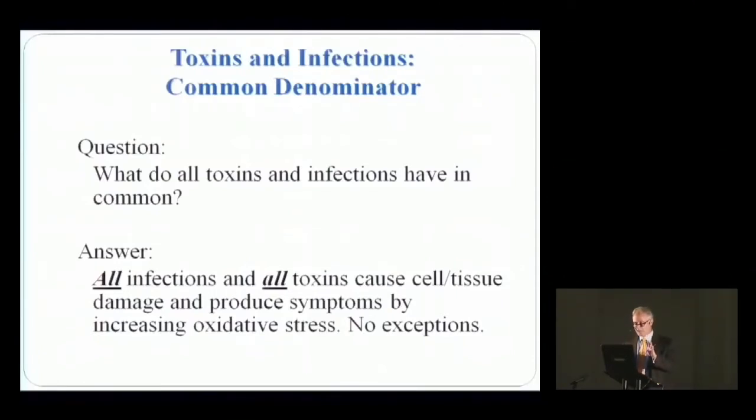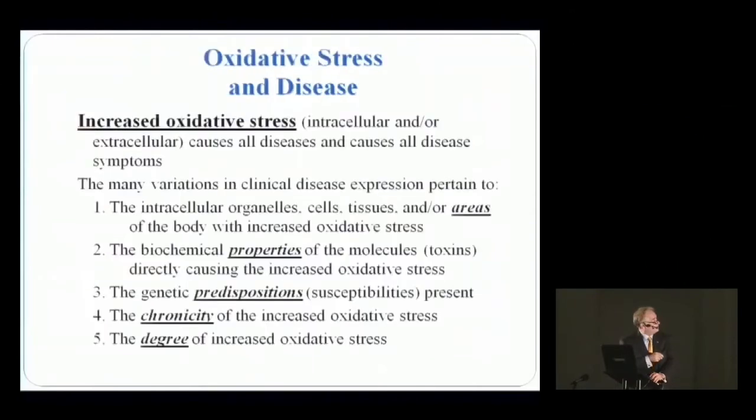counterintuitive until you realize that all toxins poison in the same way. You have different syndromes with different toxins because their chemical structure gets them in different tissues and different concentrations, and they affect different areas. But at the molecular level, they all do the same thing. All infections and all toxins cause cell damage and produce symptoms by increasing oxidative stress, period.